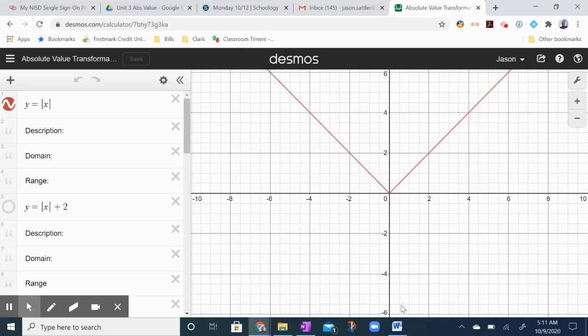Good morning, class. Today we're going to learn about transformations, and we're specifically going to look at the transformations of the absolute value function, which will be our first function in Algebra 2 this year. All right, so y equals |x| is y equals the absolute value of x. This is our absolute value function. These bars mean absolute value, which means anything between them results in a positive answer.